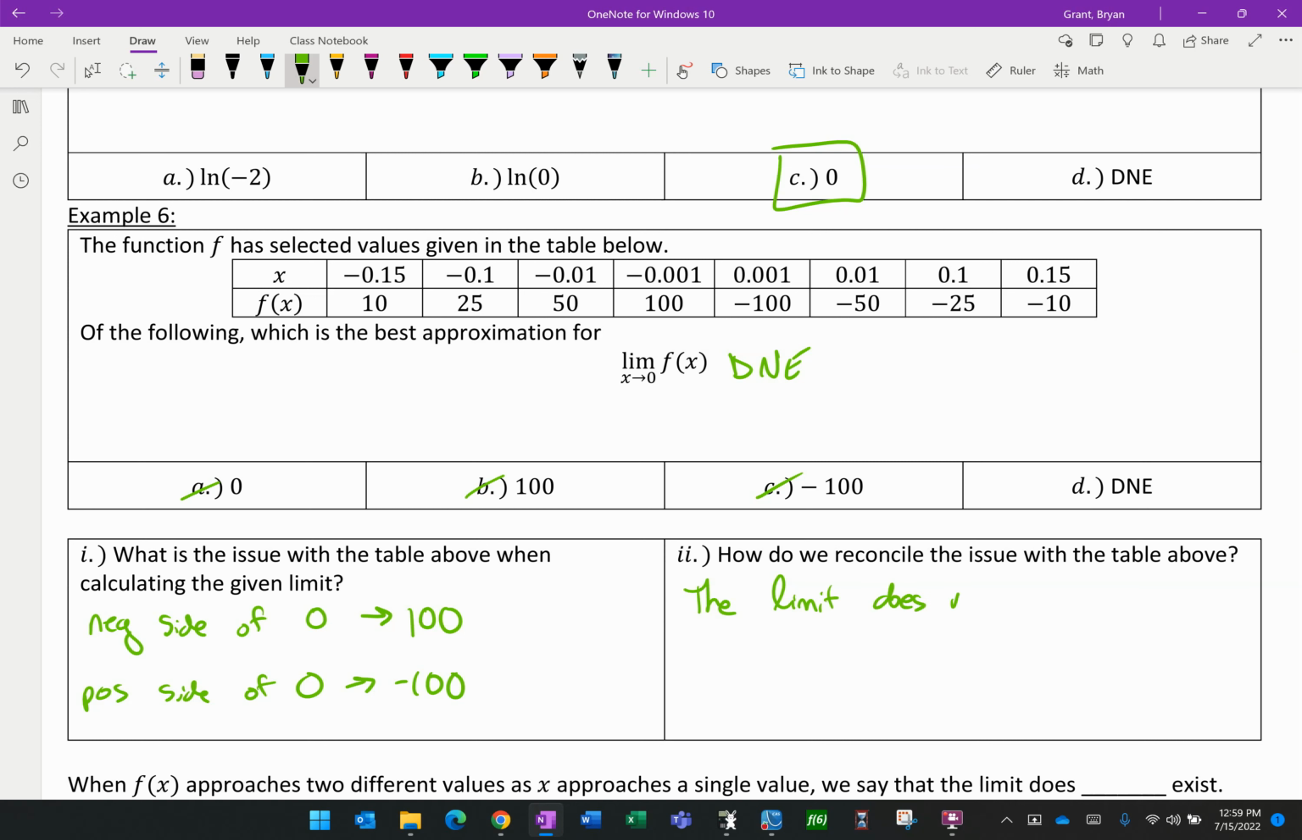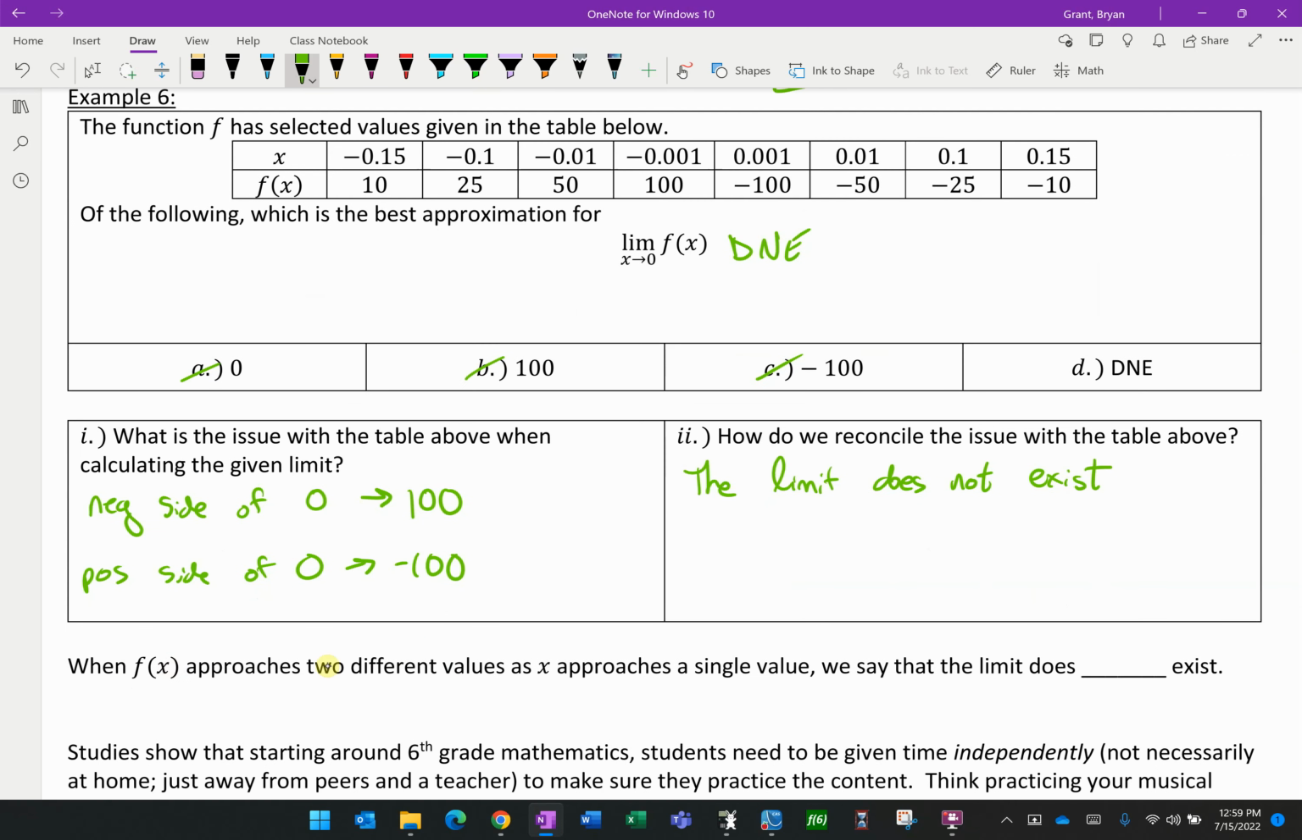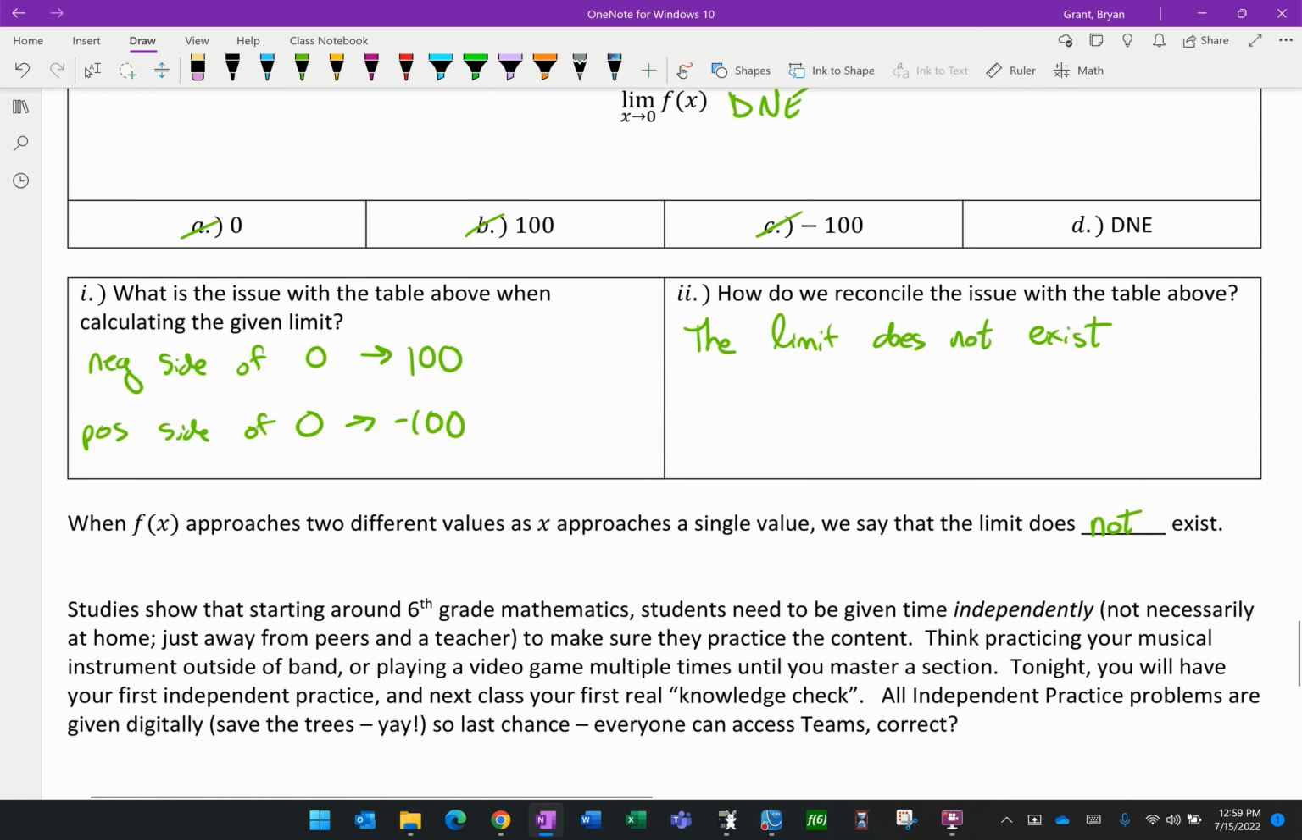does not exist. And hopefully you're thinking Mean Girls right now. You might run and re-watch that clip shortly. That's totally okay. We're going to watch it later on. But yeah, the limit does not exist, right? So if f of x approaches 2 different values as x approaches the same value, right? X was approaching 0 up here, then we say that the limit does not exist. Notice that I didn't use an equals sign here because we reserve equal signs for actual values. So the limit does not exist.